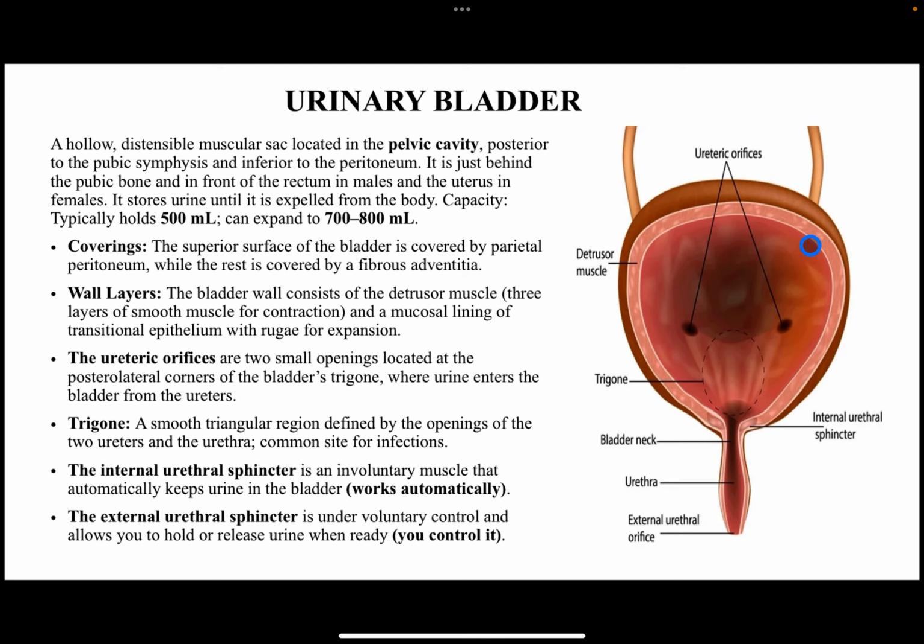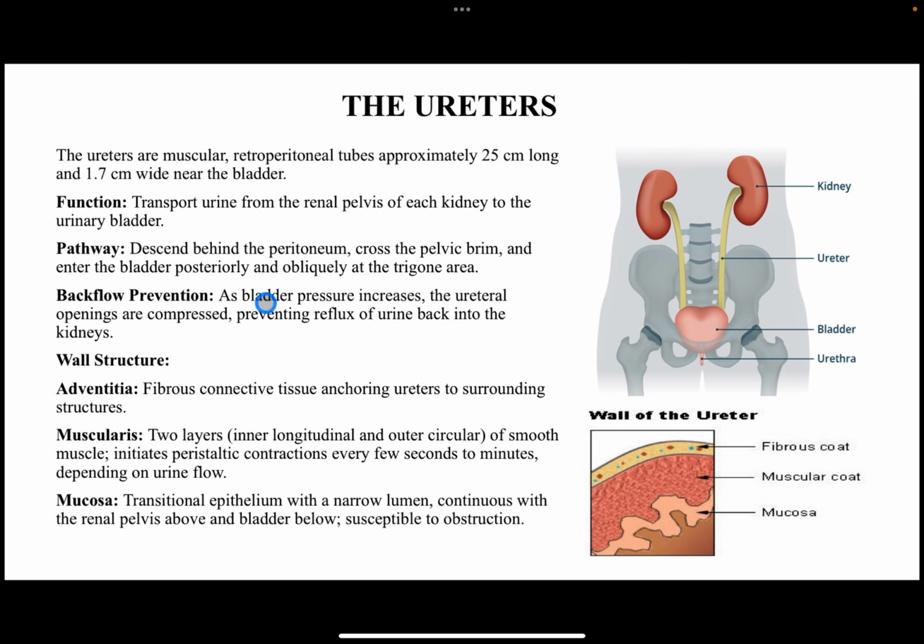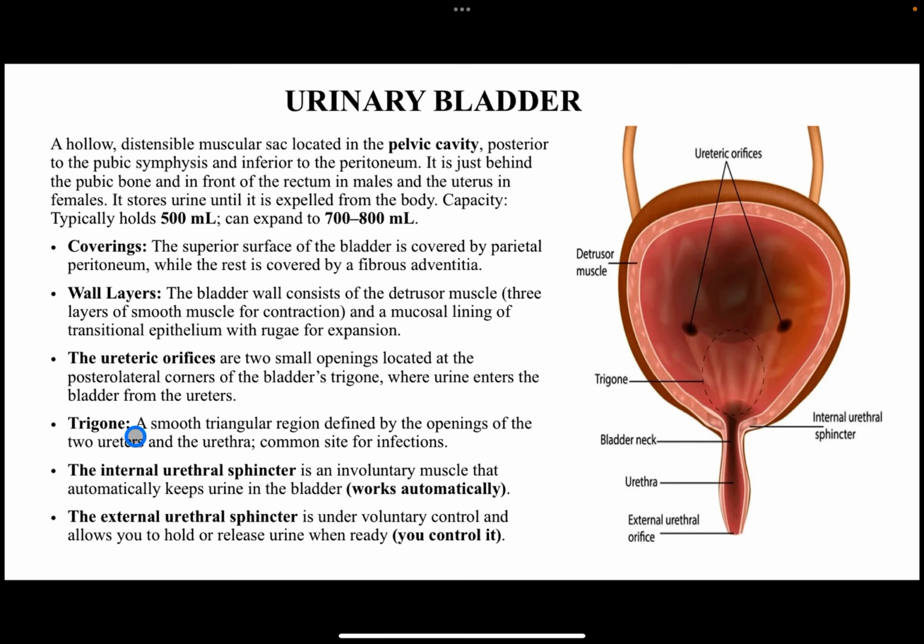Okay, now the outermost covering of the urinary bladder is the parietal peritoneum. The layers of the urinary bladder are just the same as the layers of the ureter. We have the adventitia, which is the fibrous coat, the middle layer, which is the muscularis, and then the mucosa. The layers are just the same.